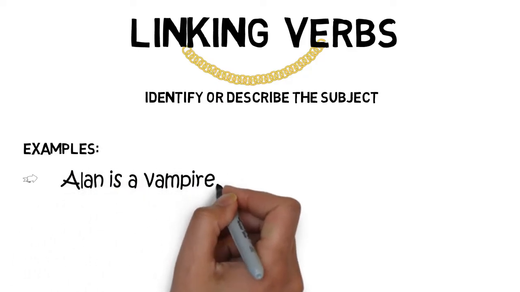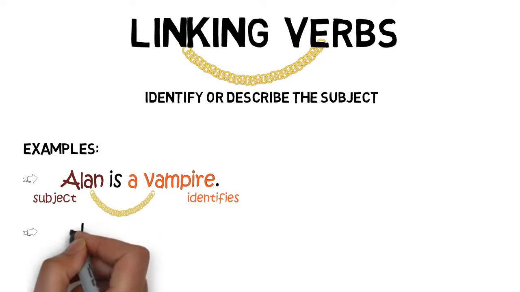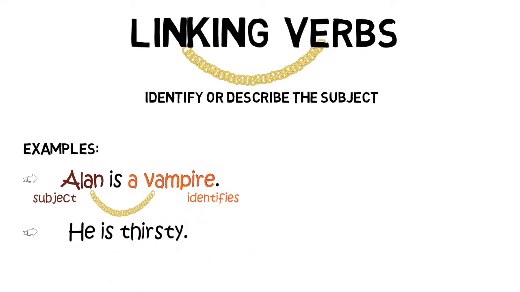In this sentence, Alan is the subject, and he's identified as a vampire. The linking verb is "is". Here's another one. He is thirsty. This time it describes the subject, which is he. So a linking verb identifies or describes the subject.